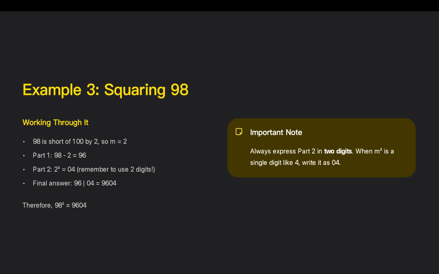Yeah, one more example, 98. Here 98 is short of 100 by 2, so m takes value 2. And 98 minus 2 is 96 and 2 square is 4, but being a single digit I need to add a leading 0, 04. Therefore, the answer is 9604. So the important note is always express part 2 in 2 digits. Where m square is a single digit like 4, write it as 04.